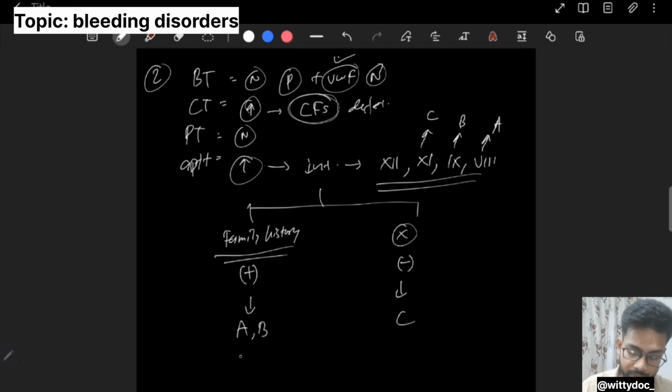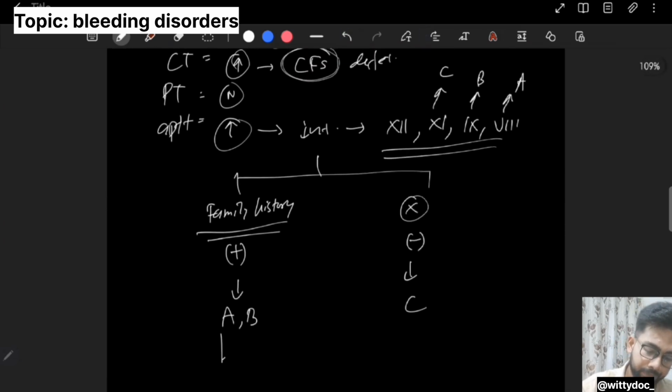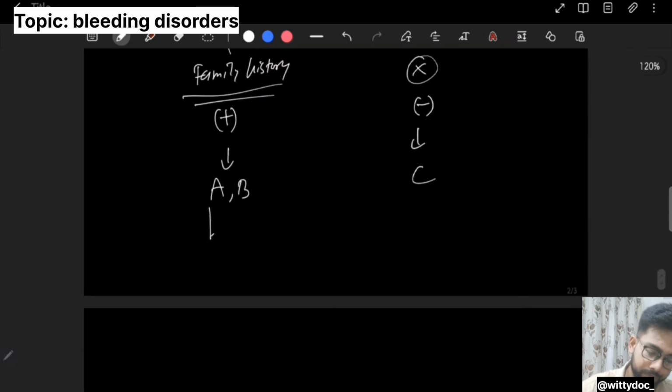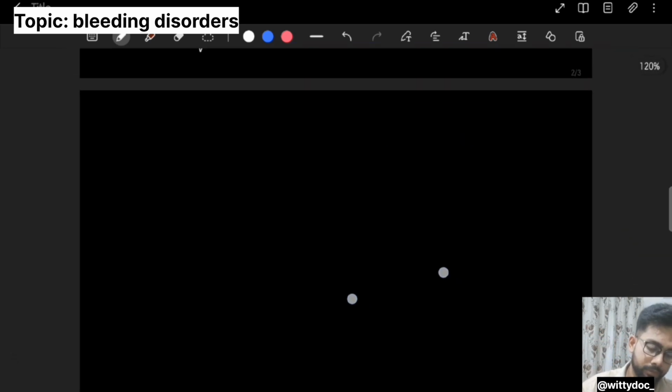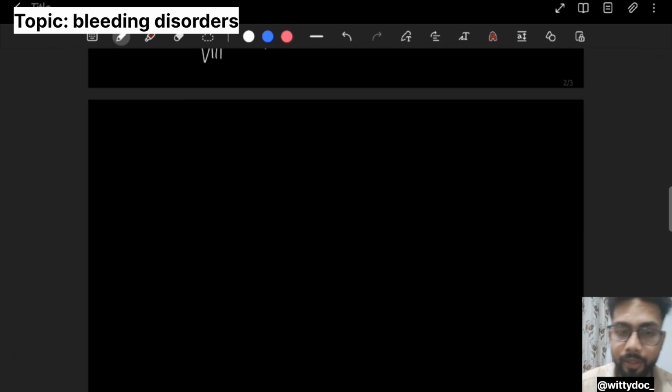If it is hemophilia A, there will be a factor 8 deficiency. If it is hemophilia B, it means a factor 9 defect. If C, it is a factor 11 defect. I hope you understand this question. Let's move on to another question so you get to know. Let's give a tough question, a hard question, on question number 3.